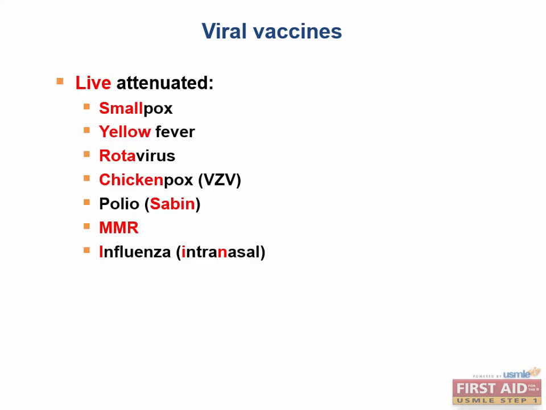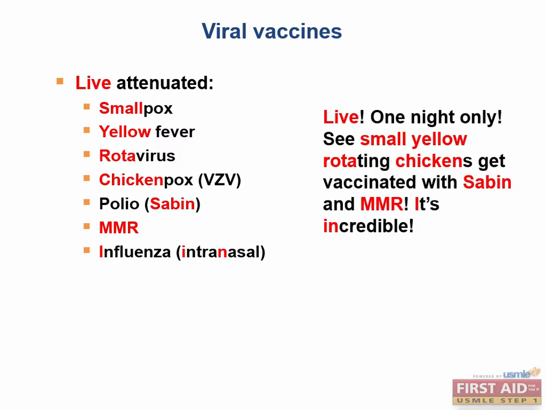The live viral vaccines include smallpox, yellow fever, rotavirus, chickenpox, polio, the Sabin vaccine, MMR, and the intranasal influenza vaccine. A mnemonic from First Aid that helps us remember the vaccines is "Live, one night only." See small, yellow, rotating chickens get vaccinated with Sabin and MMR. I know this is a pretty extravagant mnemonic, but hopefully it will help you remember the different vaccines that are live and attenuated.